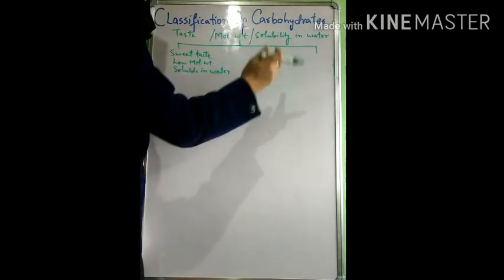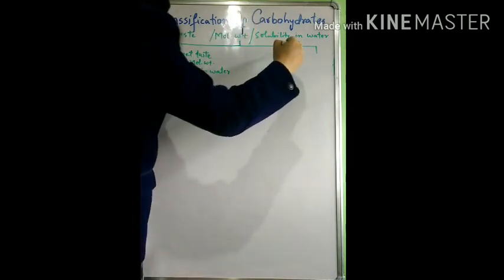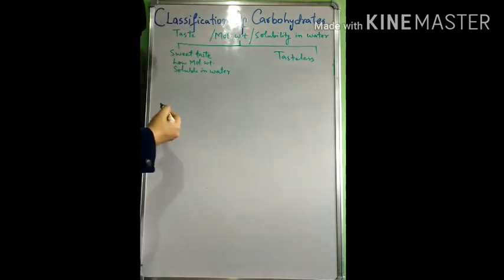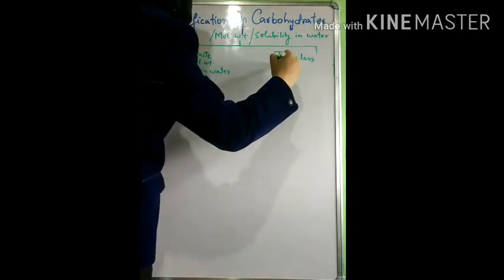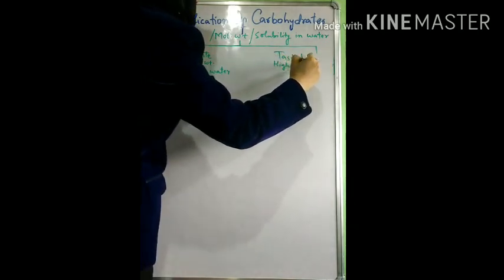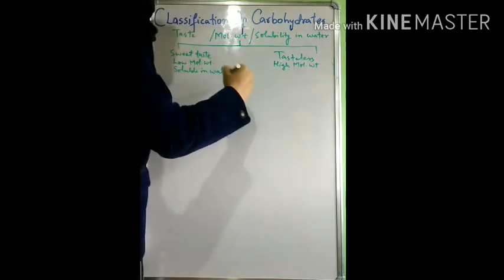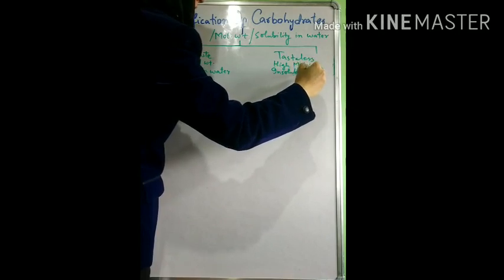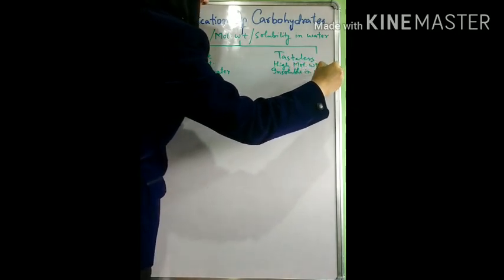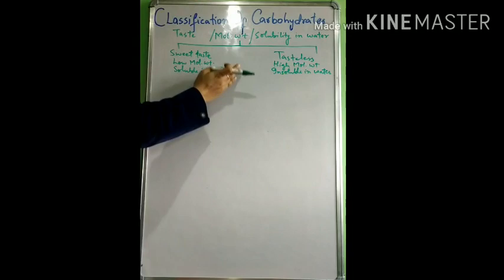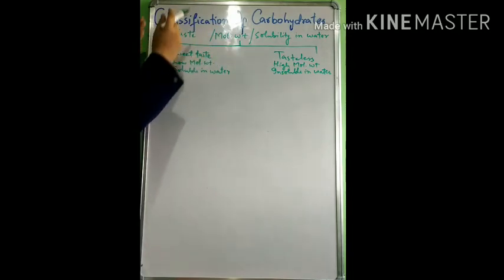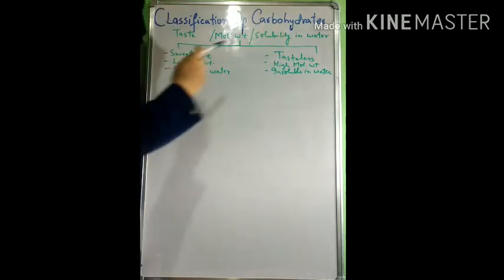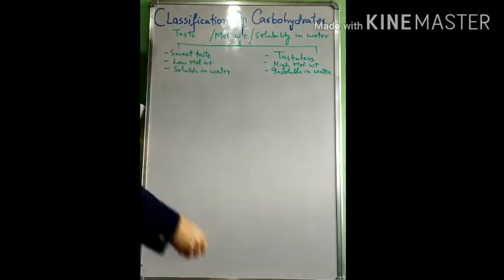Other set has what? They have got opposite characteristics. They are what? Tasteless carbohydrates. They have got high molecular weight, and they are insoluble in water. Try and understand. So one set of carbohydrate has got this set of physical properties. Another category of carbohydrate has this set of physical properties.